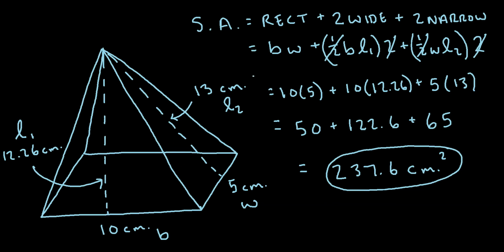And we can use this exact same process to find the surface area of any rectangular pyramid. Just find the area of the base rectangle, then find the area of the two wide triangles, and then add to that the area of the two narrow triangles.